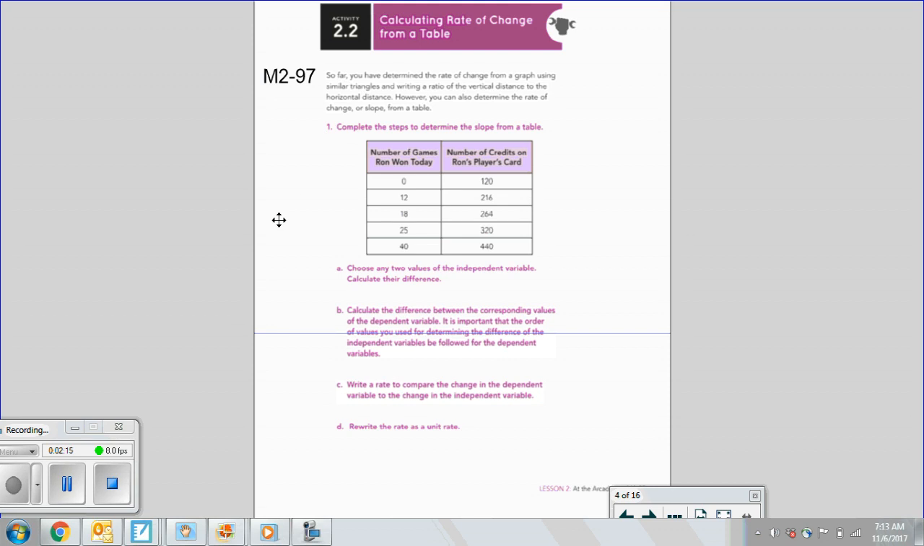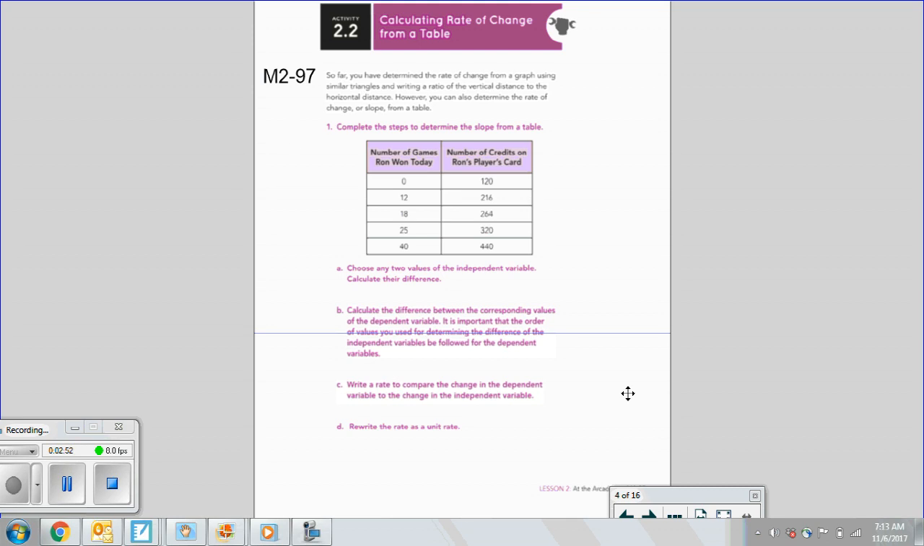I know my screen's pretty small. I'm going to zoom in on the table and the questions when we actually get to those, but I want you to be able to see the directions. So when I stop, we're all following along. We are all reading the next word. Remember, all means all, everybody reading. Okay, here we go. So far, you have found the rate of change from a graph using similar triangles and writing a ratio of the vertical distance to the horizontal distance. However, you can also find the rate of change or slope from a table.